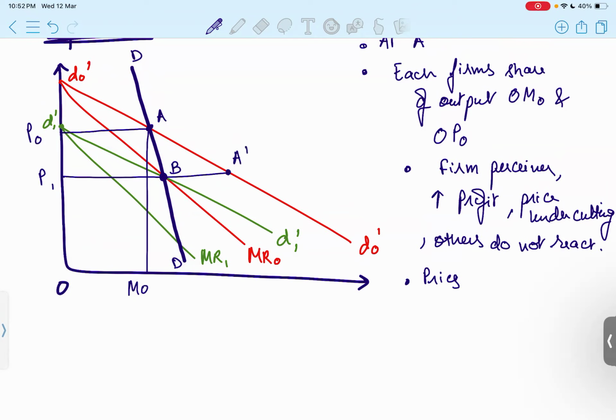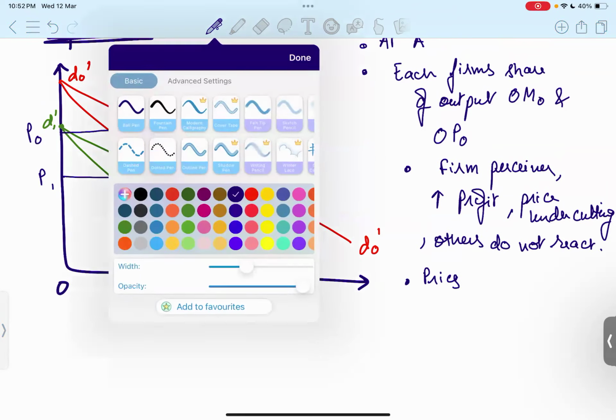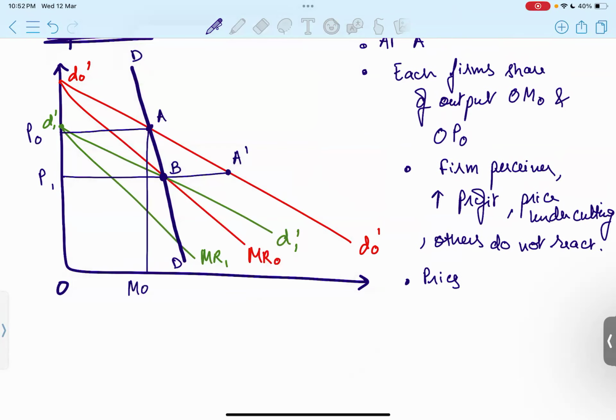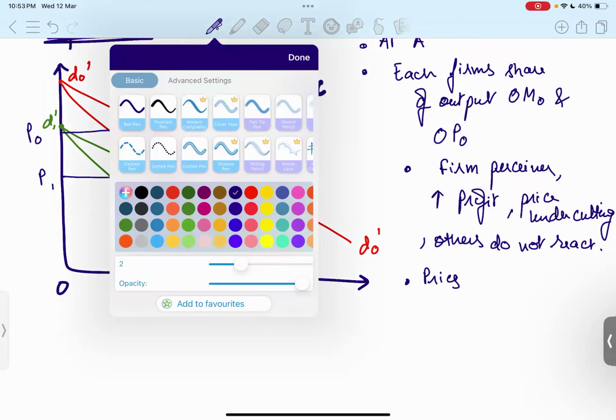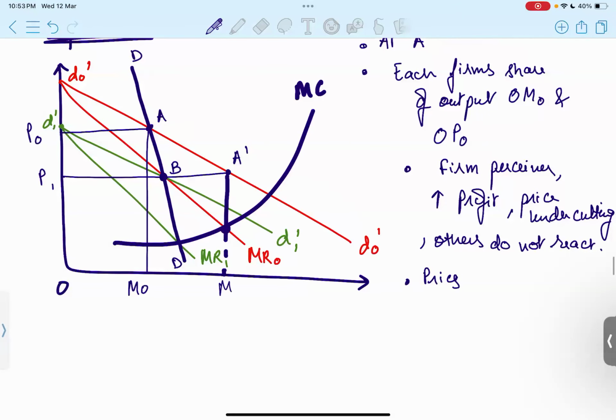So this becomes A dash, and we have to draw the marginal cost curve also. The marginal cost curve, we extend it here. It has to cross the MR curve at the same point. So this would be the marginal cost curve. We have to label it: this is M1, let's say. We'll extend from here also, M2, this is the T point.